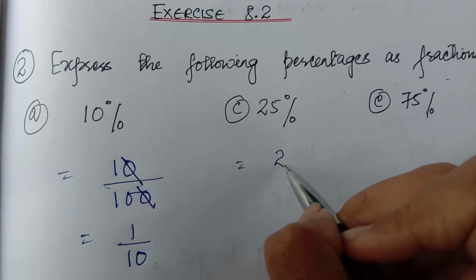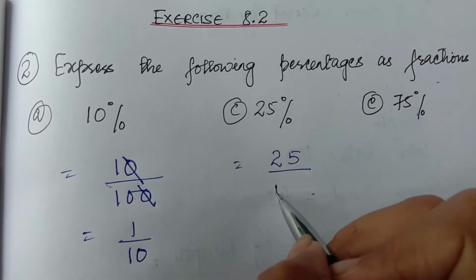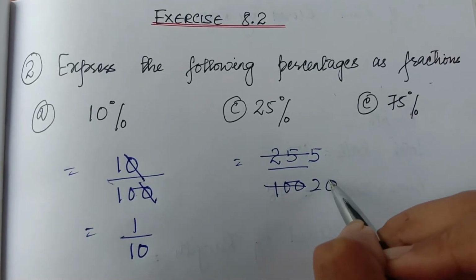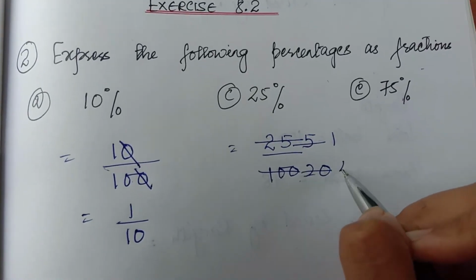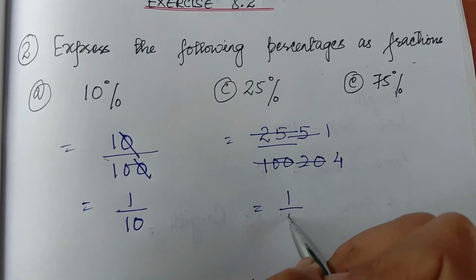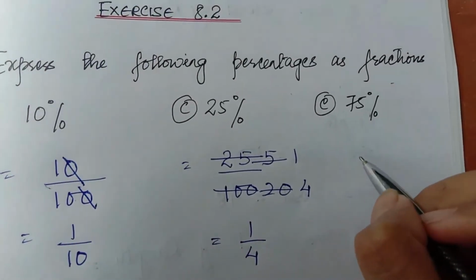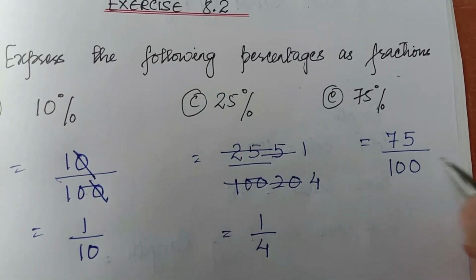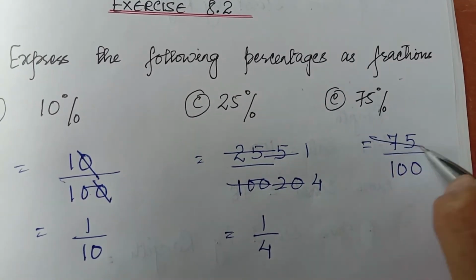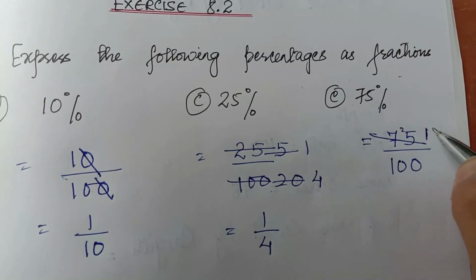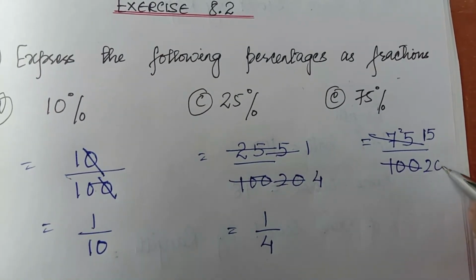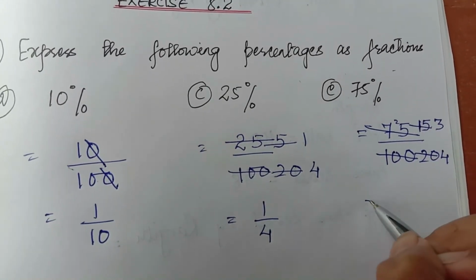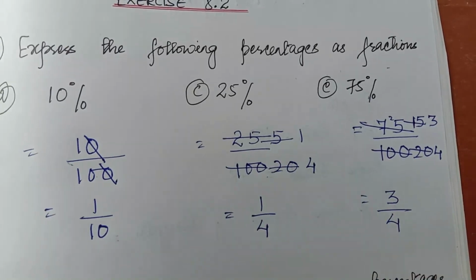Here it is 25, so this will be divided by 100. 5 5s are 25, 5 2s are 10, 0. 5 1s are 5, 5 4s are 20. So answer is 1 by 4. Next is 75 percentage. So 75 divided by 100. Again we can cancel. 5 1s are 5, 5 5s are 25, 5 2s are 10, 0. 5 3s are 15, 5 4s are 20. So answer is 3 divided by 4.